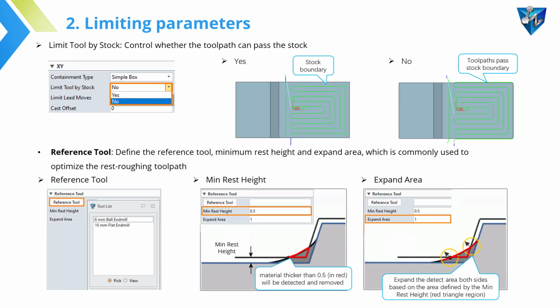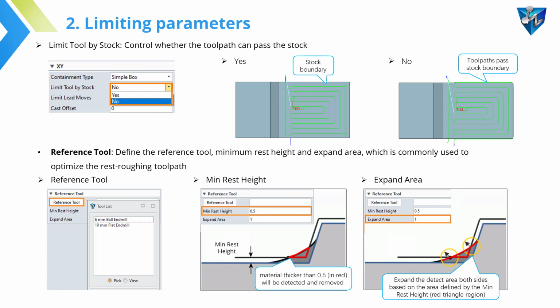The next parameter is limit tool by stock. It controls whether the toolpath can pass the stock. From the images, you can see the differences intuitively. Then the next tab is reference tool. It is used to define the reference tool, mid-rest height, and expand area, which is commonly used to optimize a rest roughing toolpath.